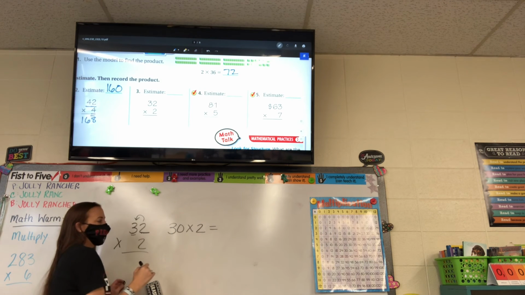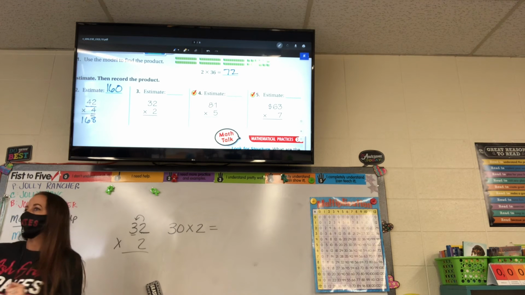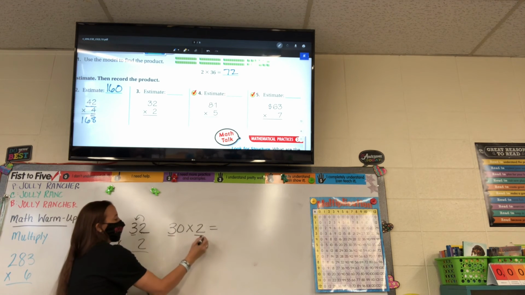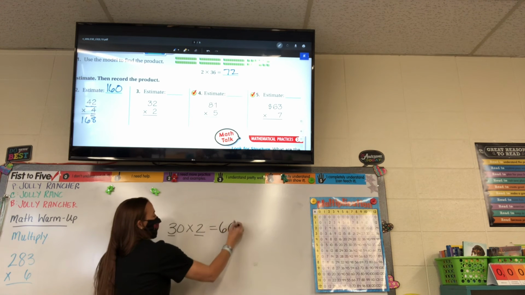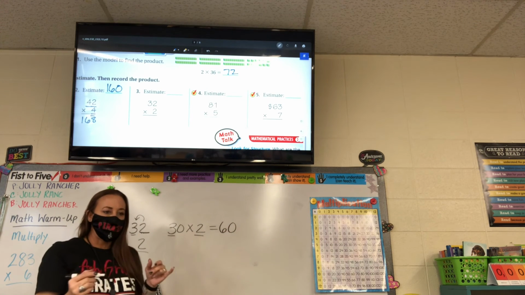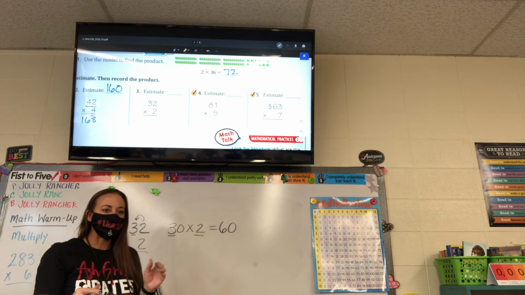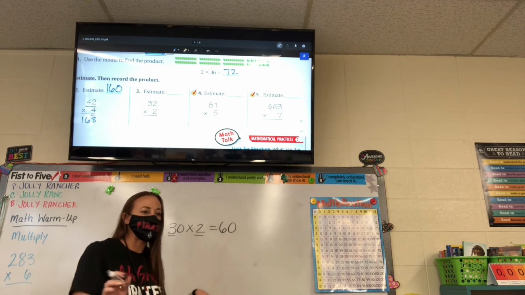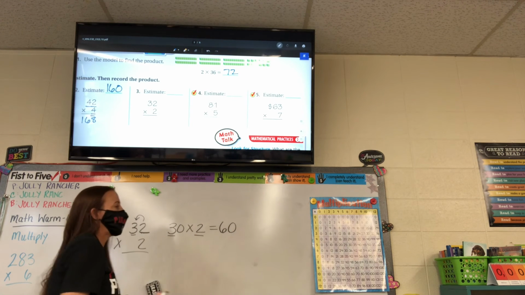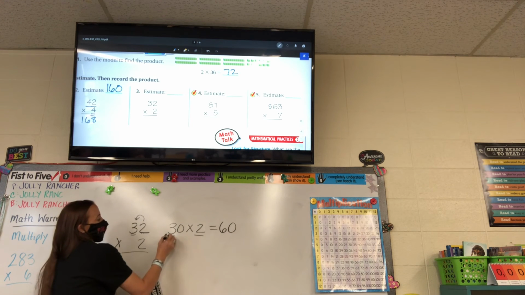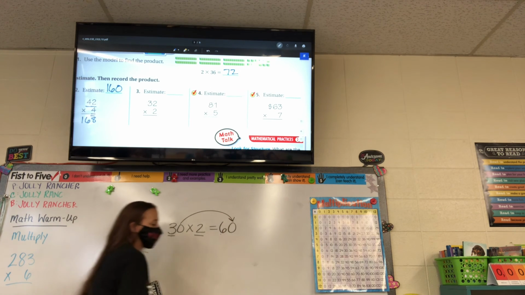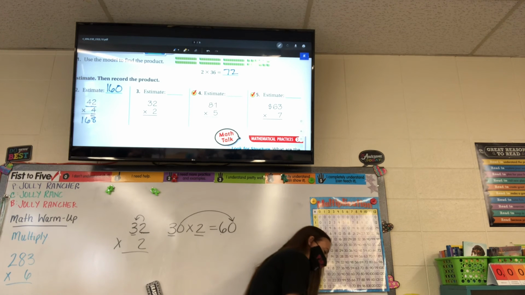30 times 2. Ella, 3 times 2. Cash, when we do basic facts, we don't include zeros. Your basic fact when you're multiplying is basically everything except the zero. We talked about that a lot yesterday. 3 times 2 is 6, and then we bring over the zero. So that means the answer to number 3 is going to be close to 60.